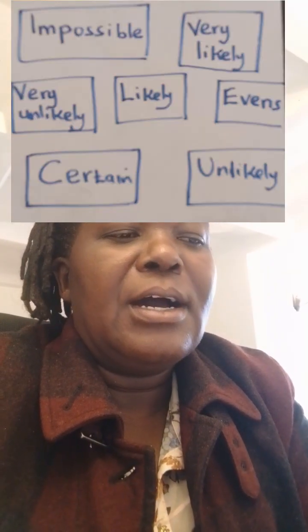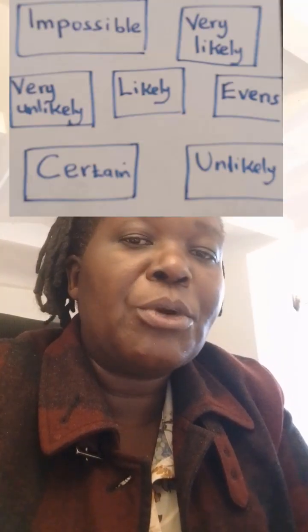Now, usually when talking about probability, we talk about chances. Probability is usually all about chances of something happening. And when we are talking about chances of something happening, we use specific words like impossible, certain, very certain, unlikely, very unlikely, and likely. So those are common terms that we use to describe events.